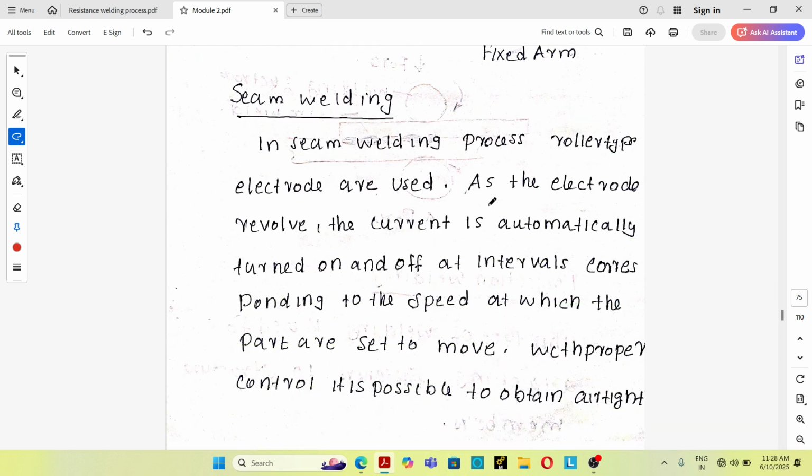Second one is the resistance seam welding process. It is also known as roller spot welding process.